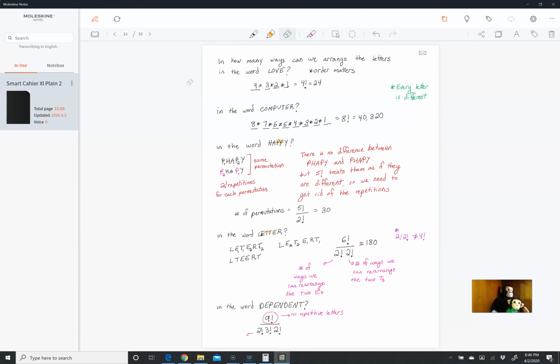This 2 factorial we got from the D. This 3 factorial we got from the E. And this 2 factorial we got from the N. Okay, and you can see why it's 3 factorial because there are 3 times 2 times 1 ways to arrange these E's.